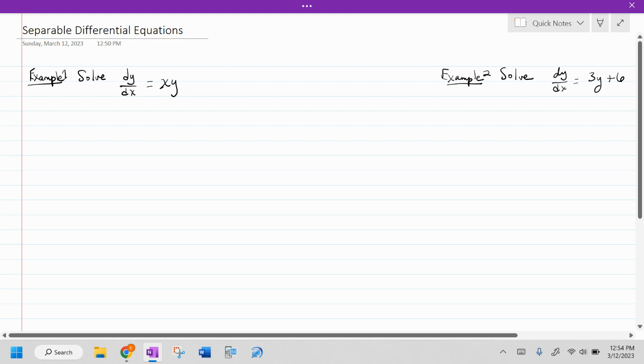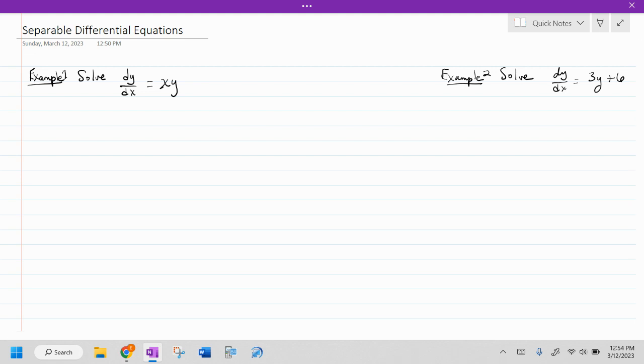We are going to solve a differential equation. Remember, a differential equation is an equation that is a derivative. So when we find the solution, we are finding the equation whose derivative is that. So the first example, example 1, says we're going to solve dy over dx is equal to xy.